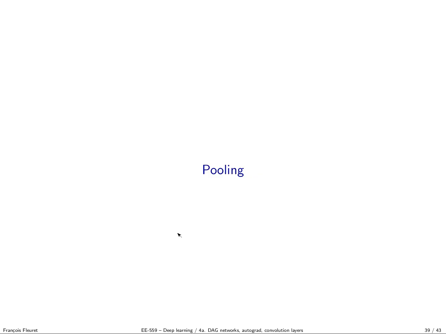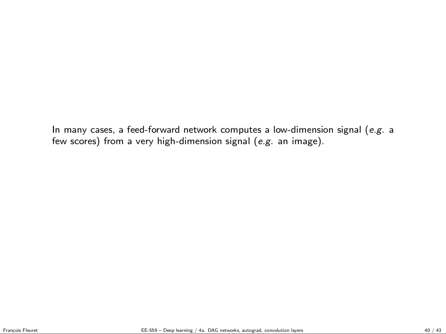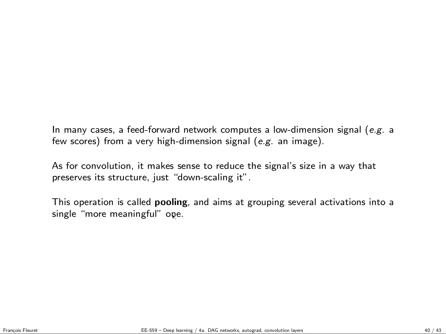So another family of processings which are very useful and very standard are pooling. In many cases, you take a high dimension signal and you have eventually to get a small signal, for instance, a few scores to make a decision. In that case, it means that somewhere in this processing, you are reducing the dimension. So convolution already reduces a little bit the dimension, but in an iterative manner, not in a geometric way. You just lose a little bit at the border due to the filter size.